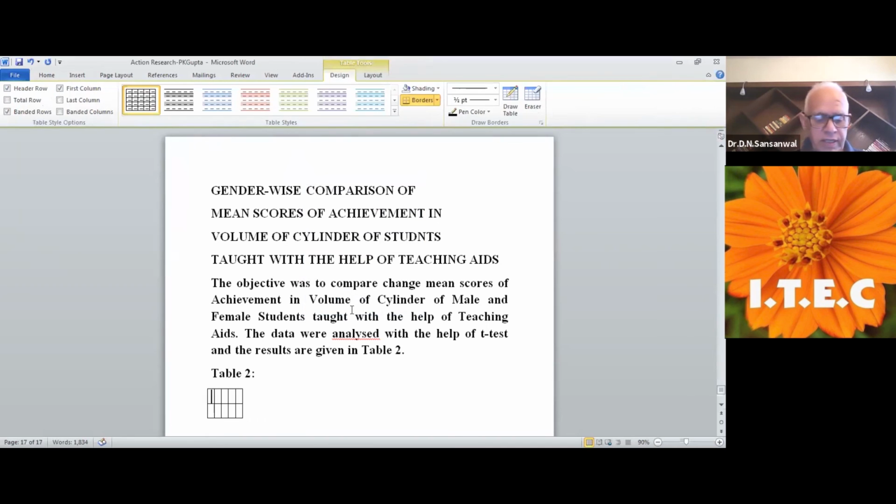So here it is the gender, and then here it is mean, and then here it is SD, and then here it is N, and then here it is T value.